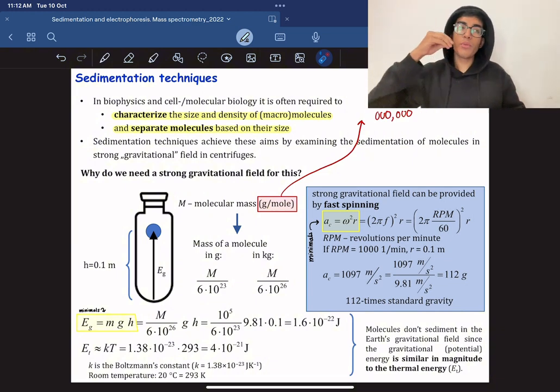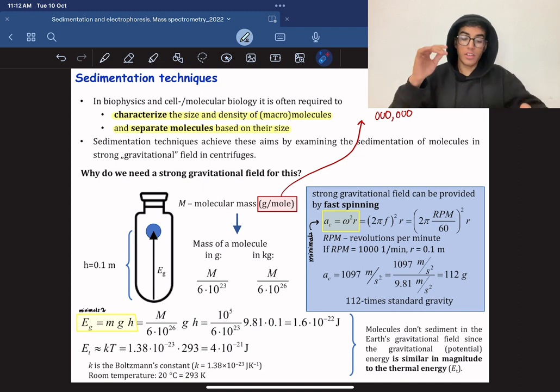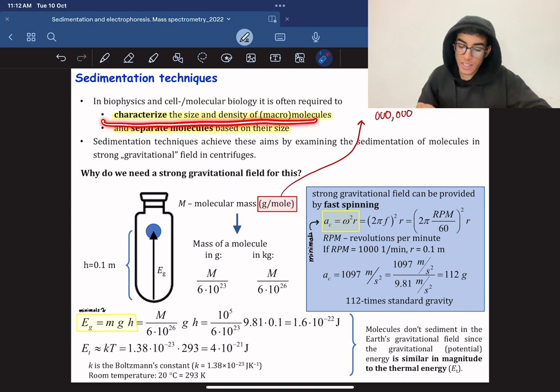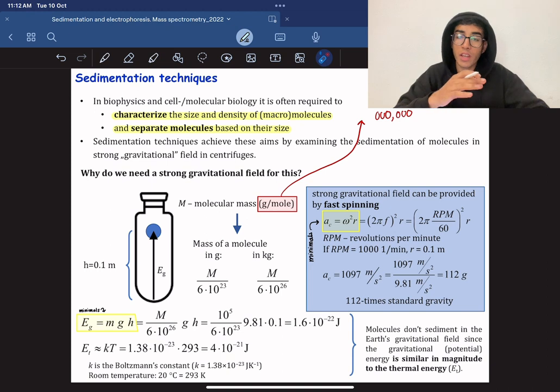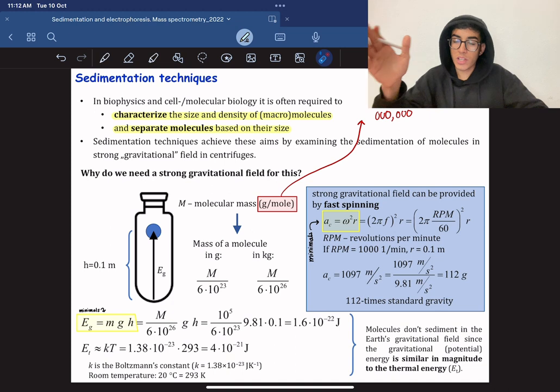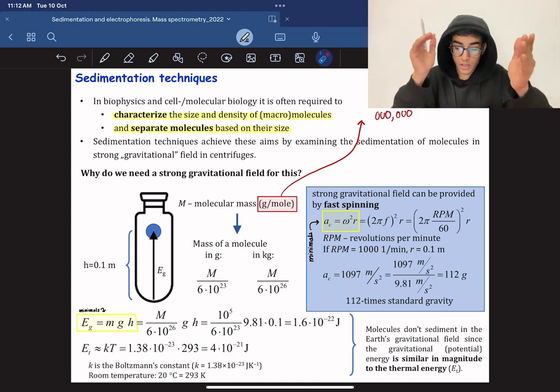So there are a few techniques that we can use to understand the mass or the size, the density of these molecules. How is that? We use sedimentation for that. We use it to characterize the size and density of macromolecules and separate molecules based on their size. When you're studying vast amounts of macromolecules, you want to be able to separate them so you can study them individually. And how do you separate them? You separate them using sedimentation.